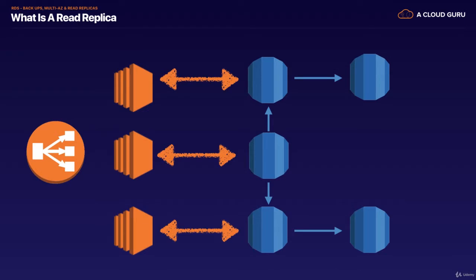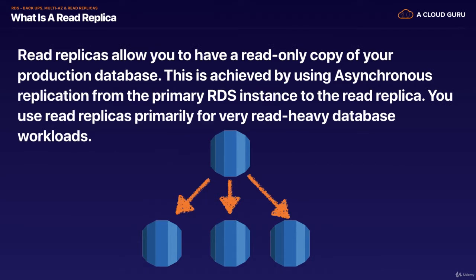And you can even have read replicas of read replicas. So you can have multiple copies of your production database as read replicas, and you can have read replicas as read replicas. The cool thing about it as well is you can promote read replicas to be their own standalone database. So a read replica allows you to have a read-only copy of your production database, and this is achieved using asynchronous replication from the primary RDS instance to the read replica.